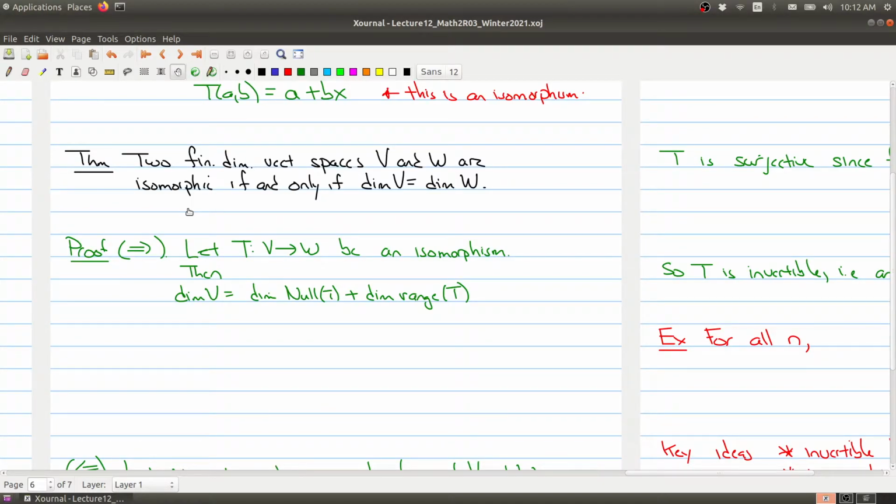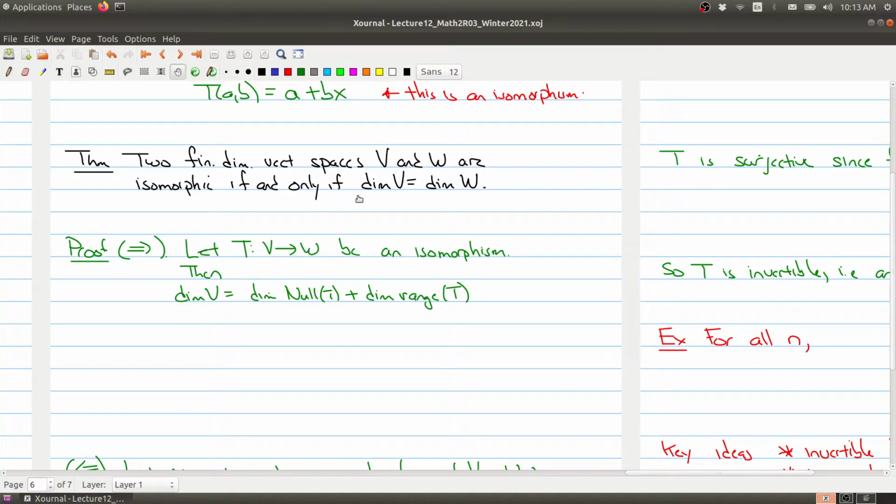So welcome to the last part of lecture 12. In this part, we want to talk about a quick way to decide whether two vector spaces are isomorphic. You can do this quickly if both of your vector spaces are finite dimensional. Two finite dimensional vector spaces V and W are isomorphic if and only if their dimensions are the same.